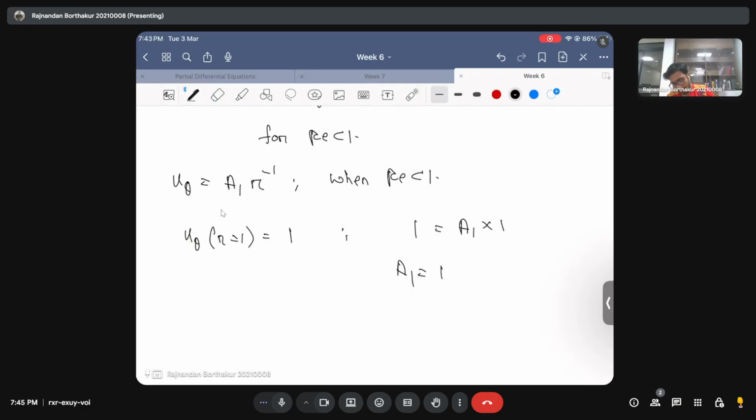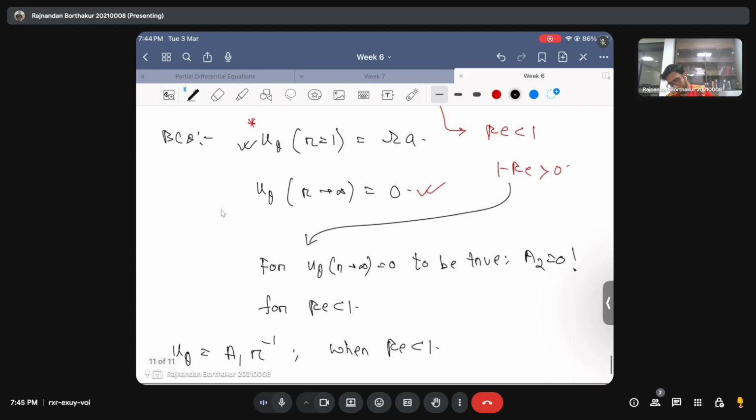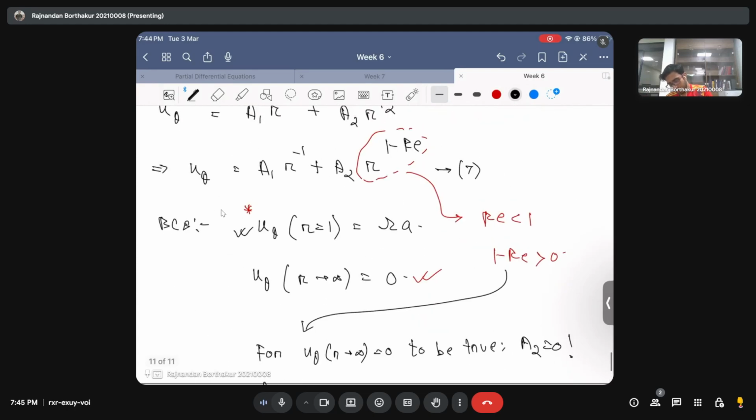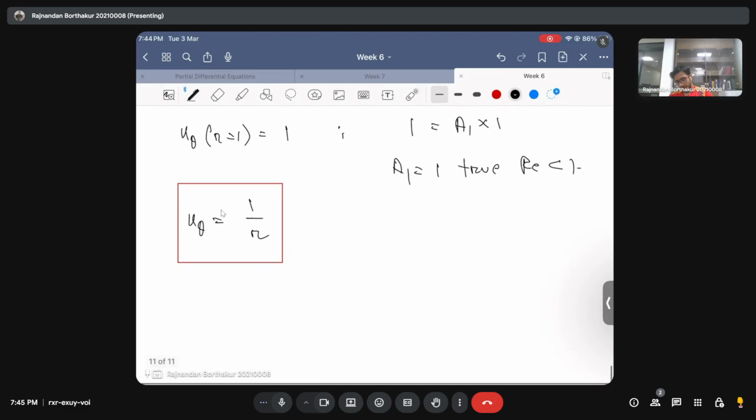A1 is just going to be equal to 1, but you need to realize that this is true for any Reynolds number which is less than 1. So this means that the solution for u theta is just going to be, a2 is 0 and a1 is 1, which means u theta is going to be equal to 1 by r. So this is the solution for u theta when Reynolds number is less than 1.